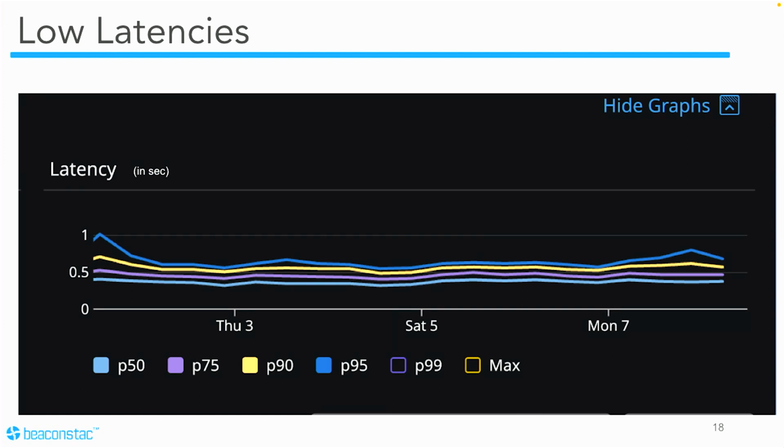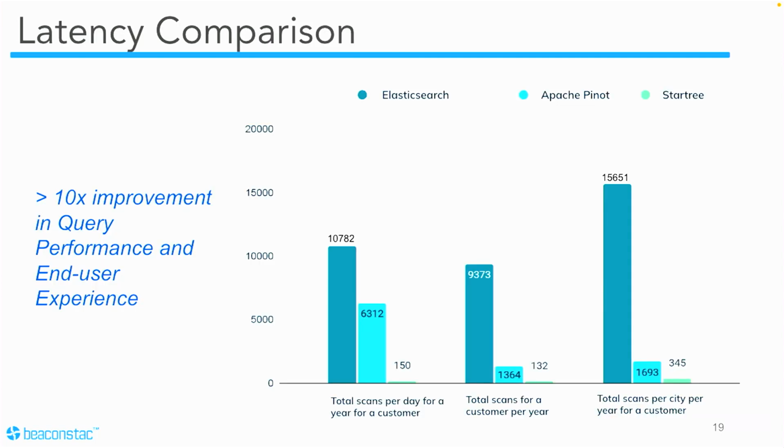Low latencies. As you can see in this graph, the latencies of the various queries are between 0.5 and 1 second, and the P95 latency is less than 1 second, which is a massive improvement from the V1 system where the P95 was around 20 seconds. Latency comparison. So we saw a 10x improvement in query performance, which translated to a better end user experience.